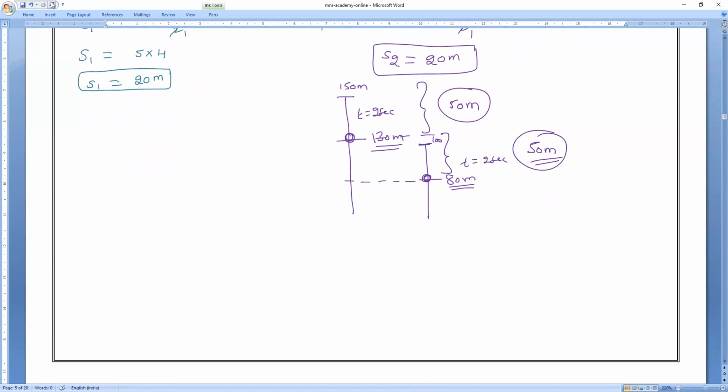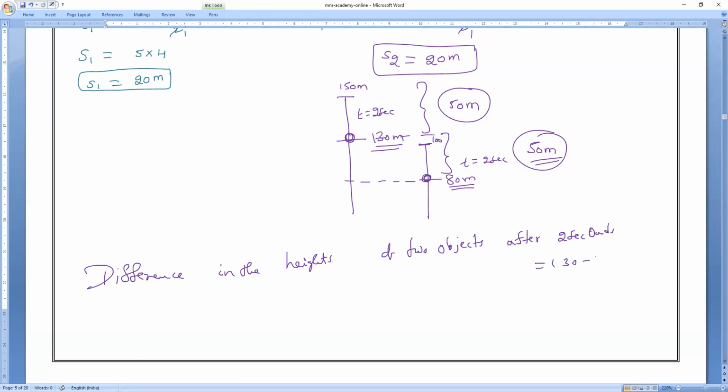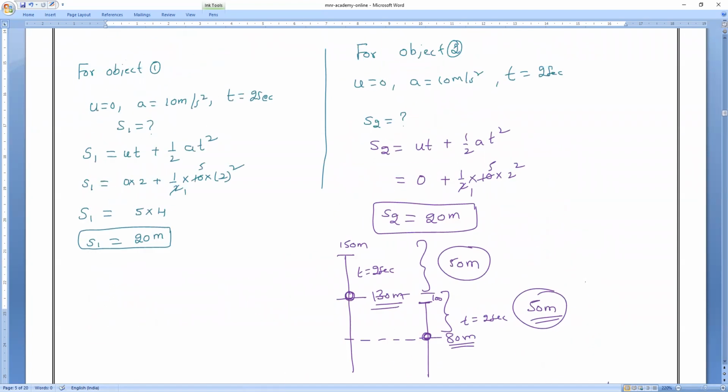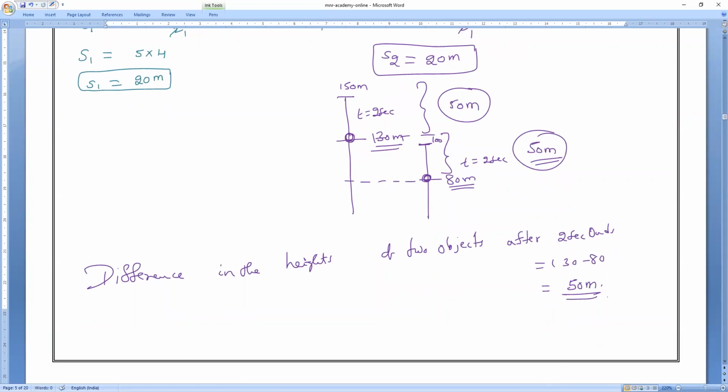Yes, sir. That is one. So the difference in the heights of the two objects after 2 seconds, how much, guys? After 2 seconds, how much is it? 130 minus 80, which is equal to how much? Respond. 50 meters. Clear? Before also, when t is equal to 2, 50 meters.